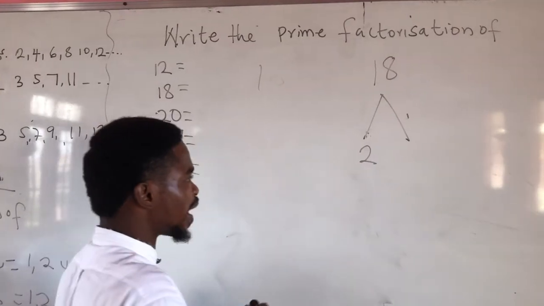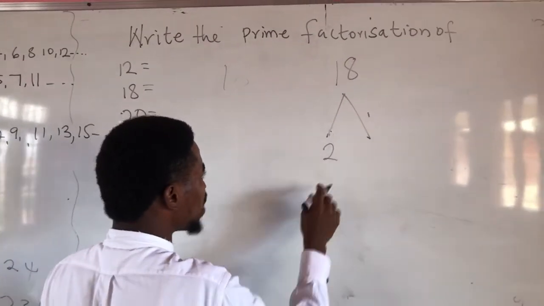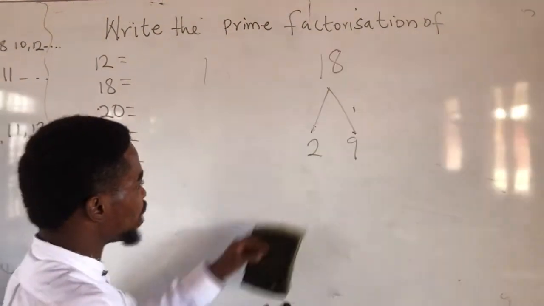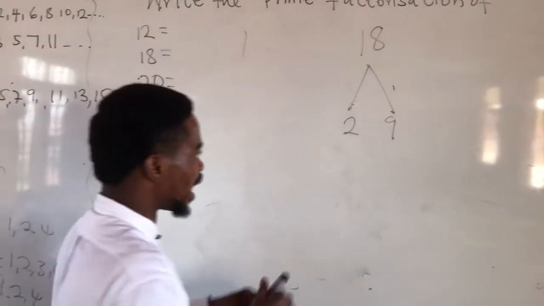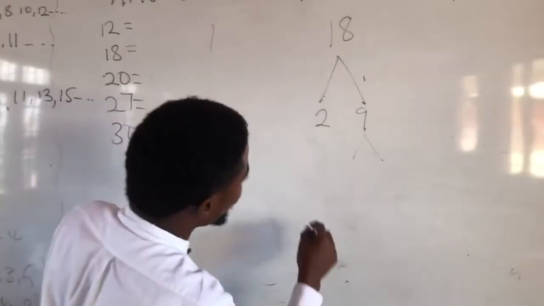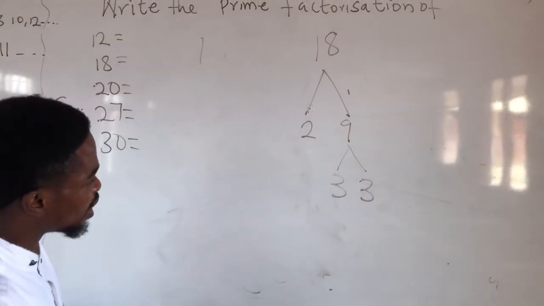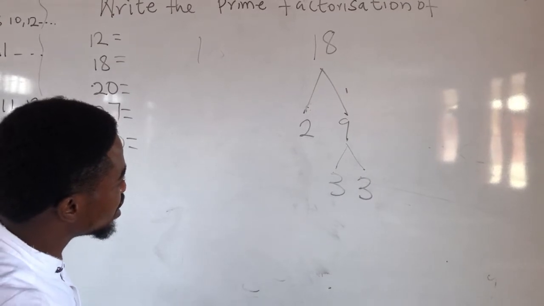2 is a prime number. Which number, if you multiply by 2, we get 18? Which is 9. Yes, so we cannot break 2 down, as I've said earlier, but we can break 9 down, which will give us 3. 3 times 3 will give us 9.